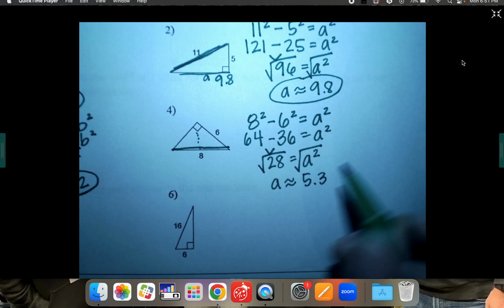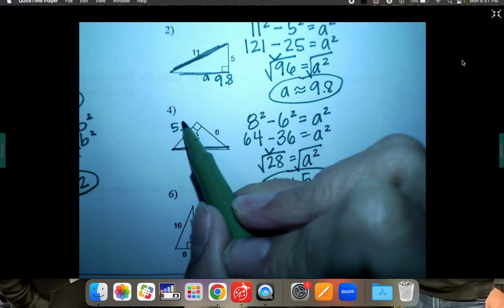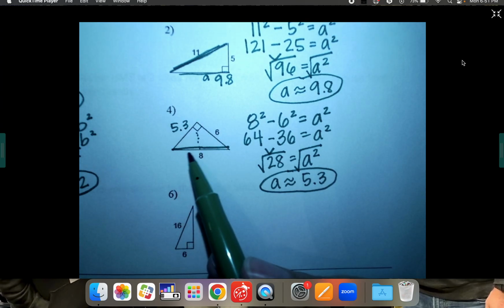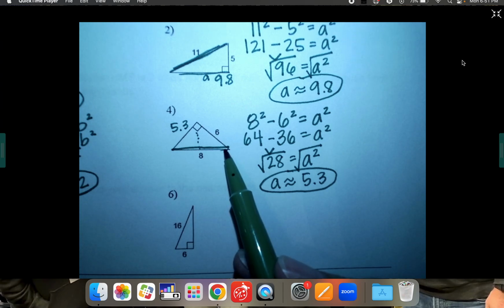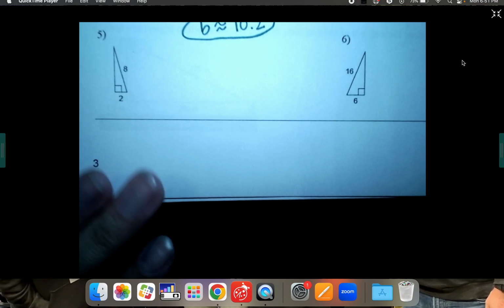And I always like for you guys to check for reasonability. Make sure that if this side is 5.3, it actually makes sense. These are the two shorter legs, and it equals the longer hypotenuse. And this one does work. That seems appropriate. All right, number 5.